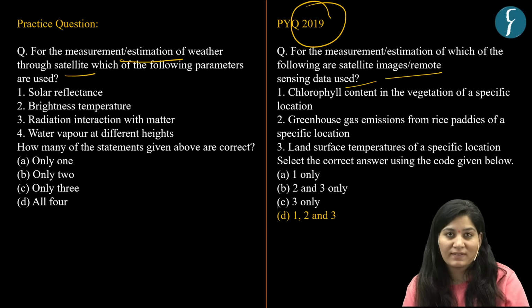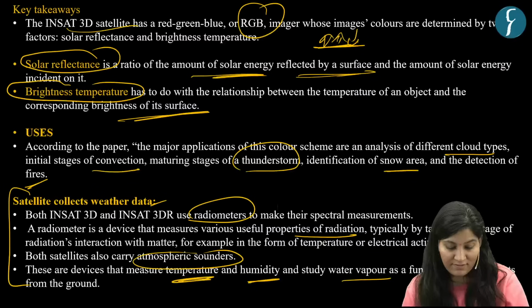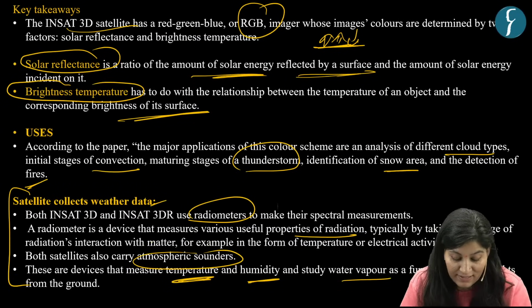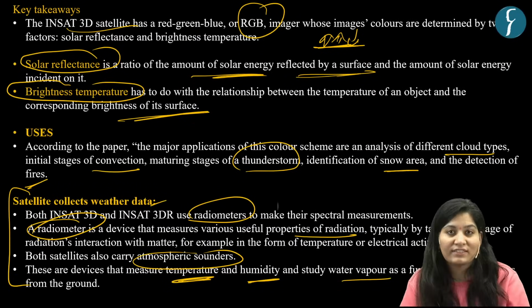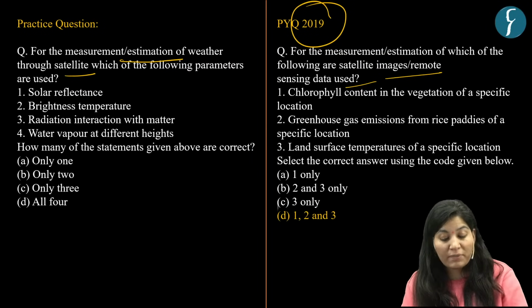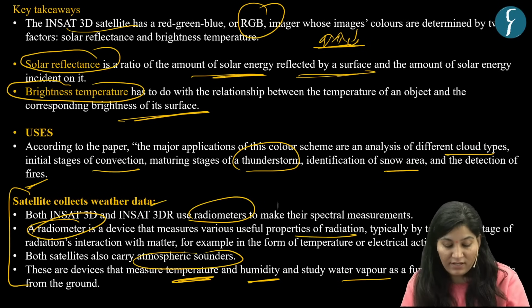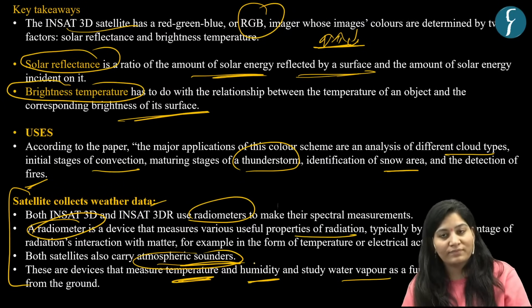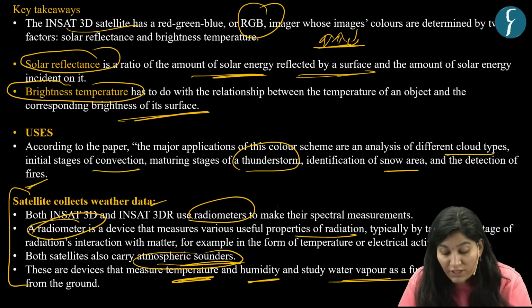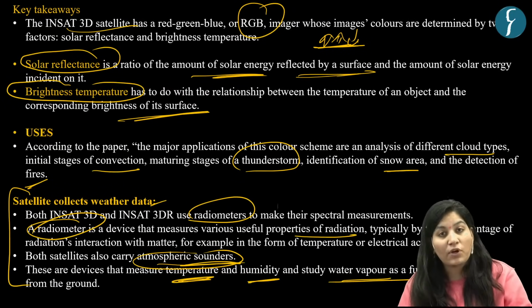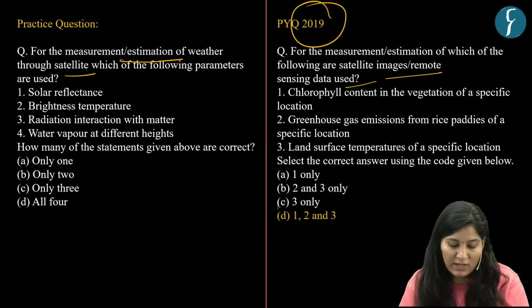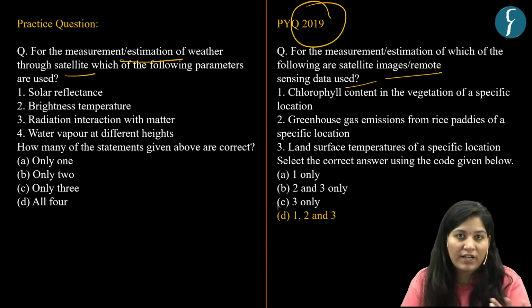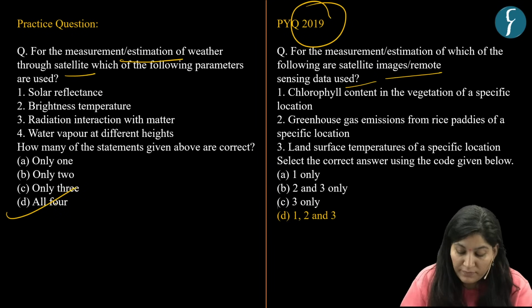Who will measure this? Yes, radiometer. Just now we have studied. Then water vapor at different heights. Atmospheric sounders. They will study water vapor as a function of its height from the ground. Got it? So, 4 options. All 4 are correct. So, your answer is all 4.